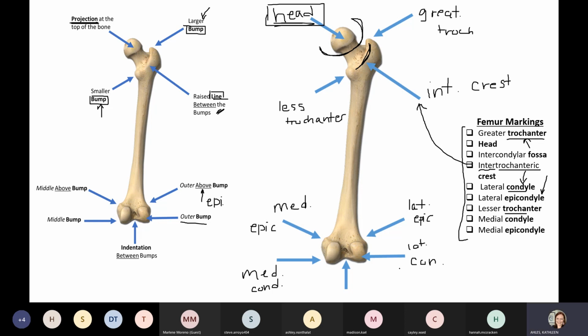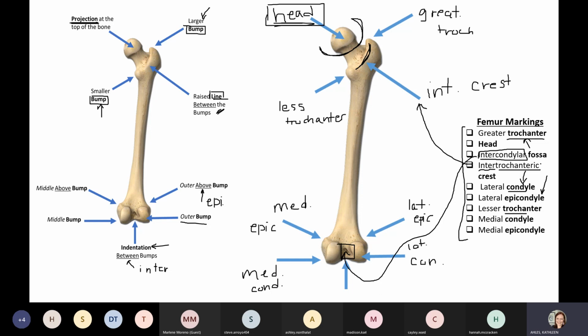The only thing that we have left then is this indentation right here. See how it's an indentation? And it's an indentation that's between, this between thing always means inter, in between those 2 bumps that we just talked about. The intercondylar fossa, the indentation between the condyles, the intercondylar fossa.